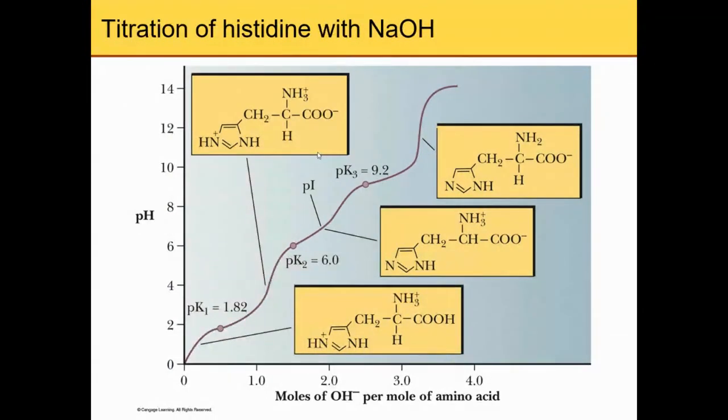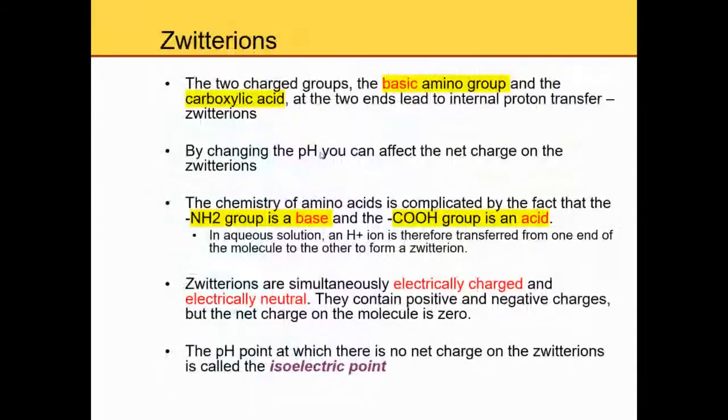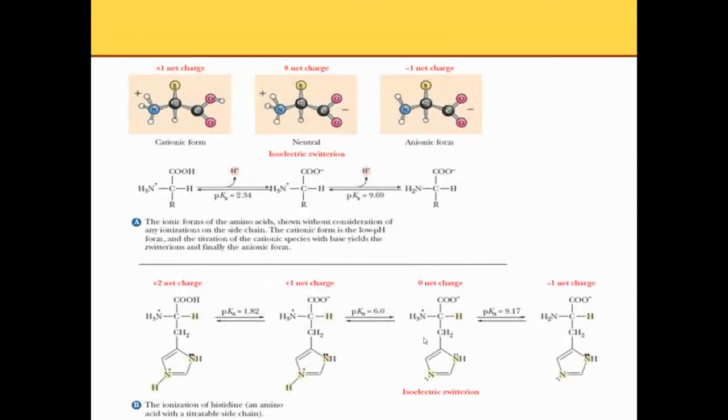This is the titration of a histidine with sodium hydroxide. The histidine has a titratable side chain, as I show you here. So the titratable side chain is here. And then at pH 7, you have this net charge. You have a -1, a +1, a +2.